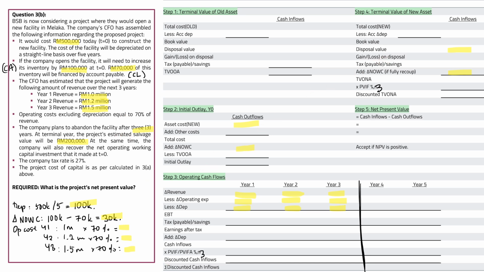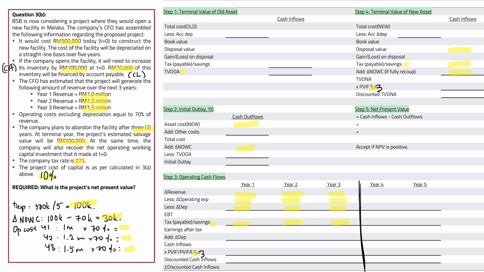Next, the company's tax rate is 27%. Okay, tax implication is over here and also here. The project cost of capital is as per calculated in 3A above. So from this, we know that we calculated 10% up there. So the PVIF will be using 10% because that is our cost of capital. So we cannot go any less than that. Okay.